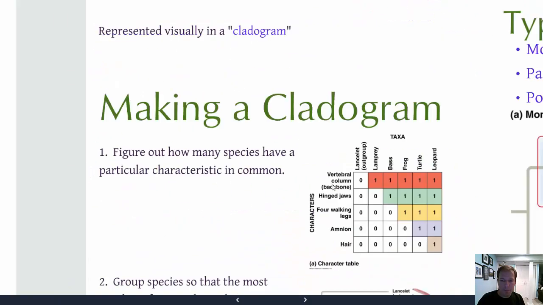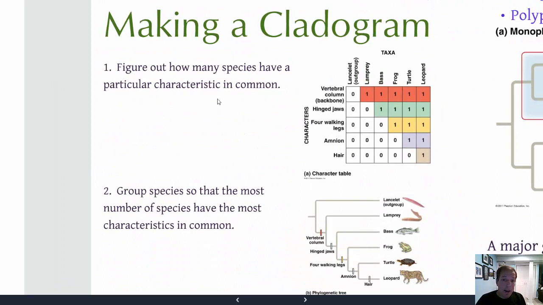cladogram. To make a cladogram, you start by charting out how many species have a particular characteristic in common. Important characteristics for how we classify land animals are shown here on the right: the presence of a backbone, of hinged jaws, of four legs, of amniotic eggs, and hair. If a particular organism has that, it has a 1. If it lacks that characteristic, it has a 0. Then those species with the most characteristics in common are grouped together.